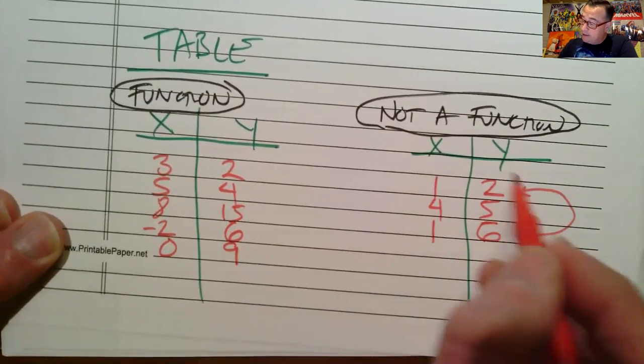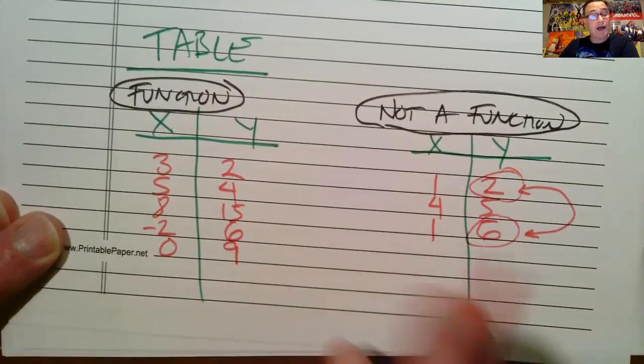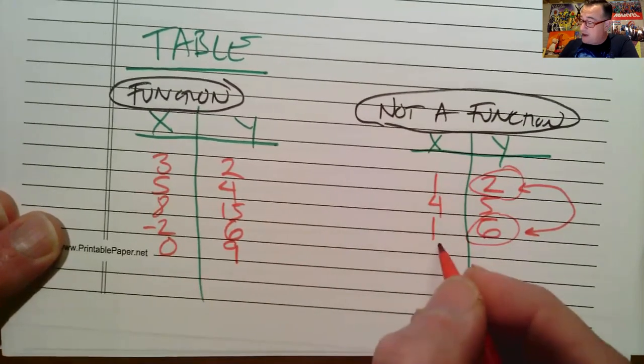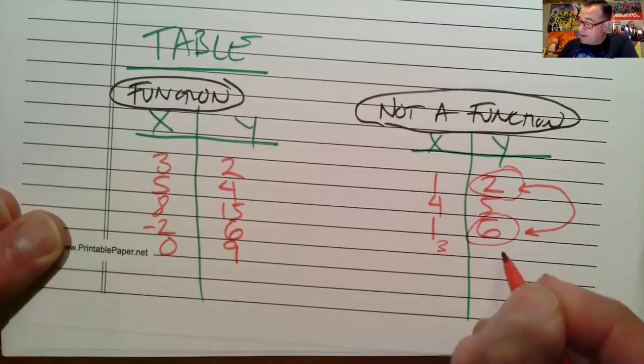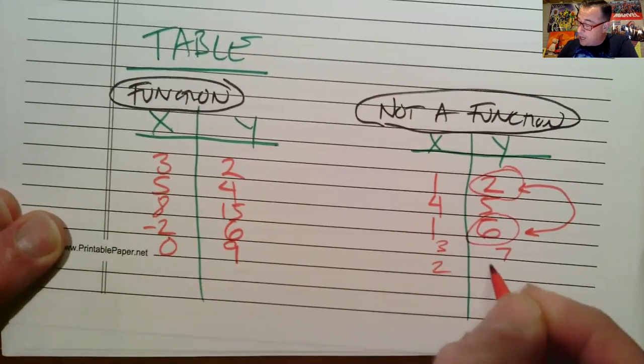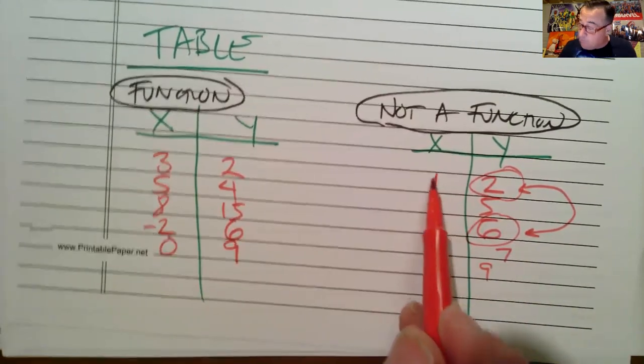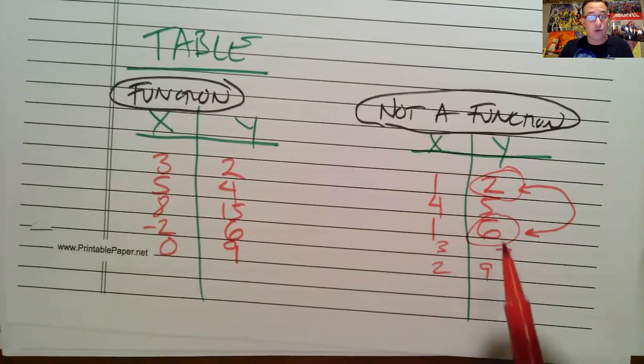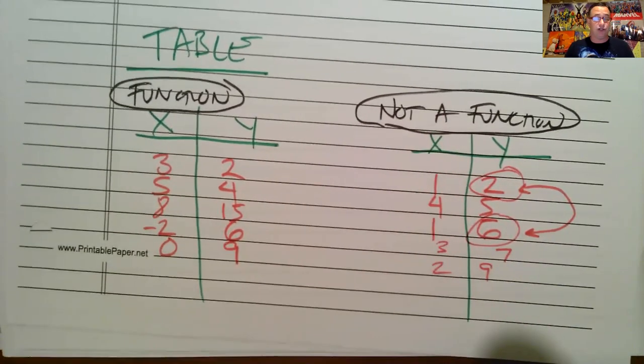This makes it not a function. So it wouldn't matter what else I had. Even if everything else was okay, so if I had 3, 7 and 2, 9, as long as you have one x that goes to more than one y, this is not a function.